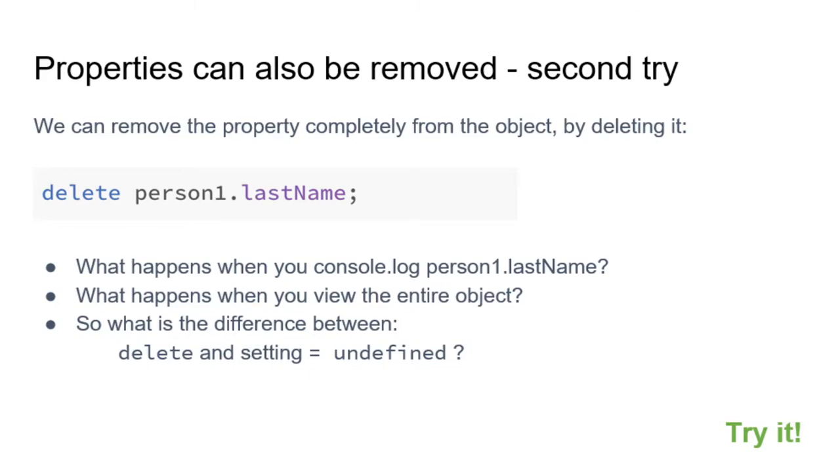Let's try the second way. Try this one. Actually adding this line, delete, and then the object name and the property name. And this is just one line of JavaScript. Delete is also a JavaScript keyword. You can write this as part of your program or in the console, and then see what happens when you console log last name after this, and what happens when you view the entire object. And then finally try to argue with yourself, at least, what's the difference between deleting and setting something to undefined. So try that, and once again I'll wait for you to finish.